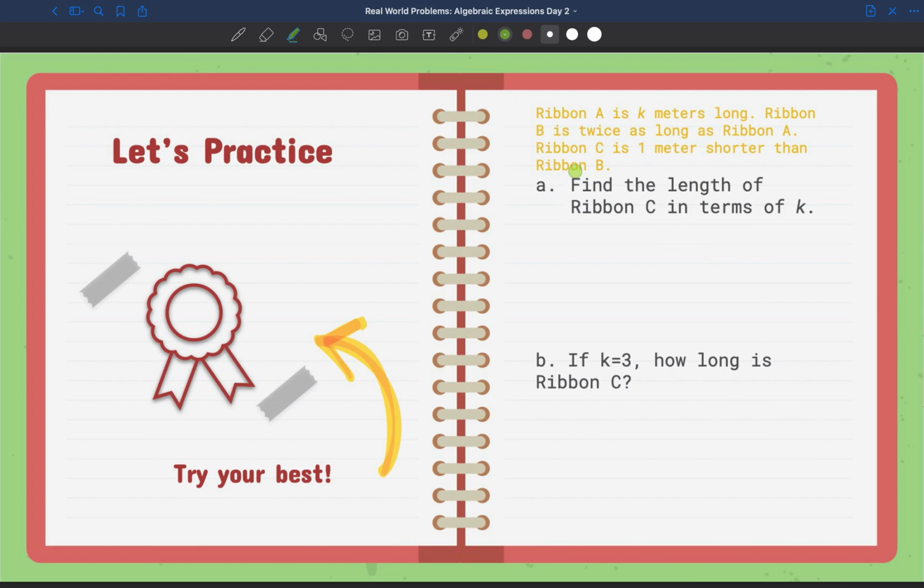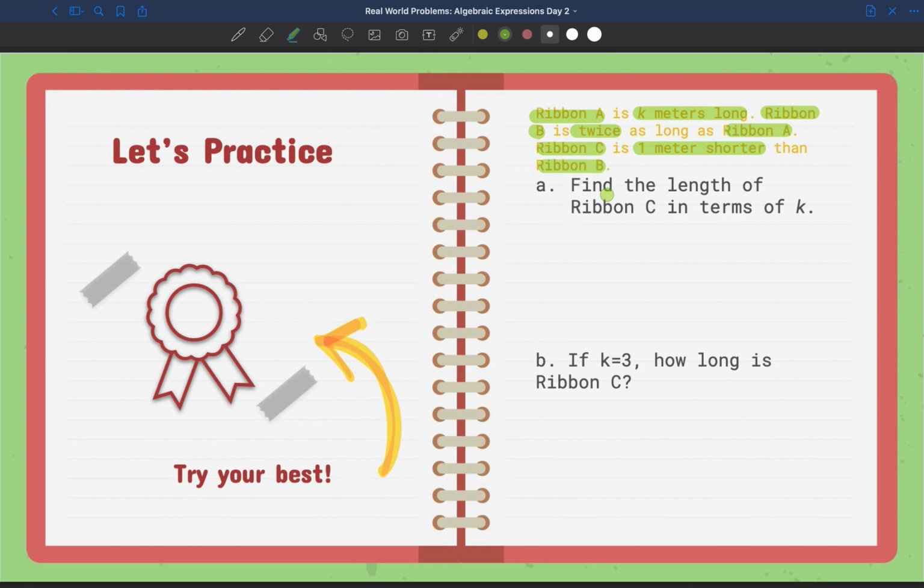Looking at our practice problem, it says ribbon A is K meters long. Ribbon B is twice as long as ribbon A. Ribbon C is 1 meter shorter than ribbon B. So remember, we have to highlight all of our key details. So we know ribbon A, we're going to highlight, was K meters long. And we know ribbon B was twice as long as ribbon A. And ribbon C was 1 meter shorter than ribbon B. This is a lot of information.